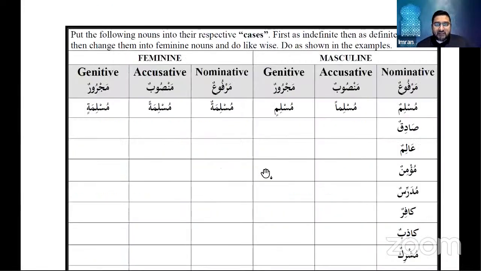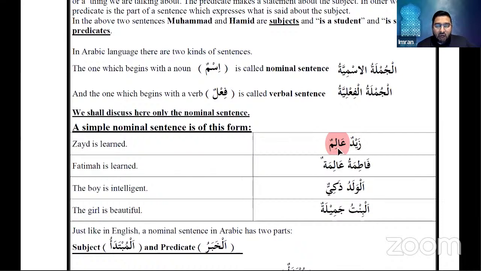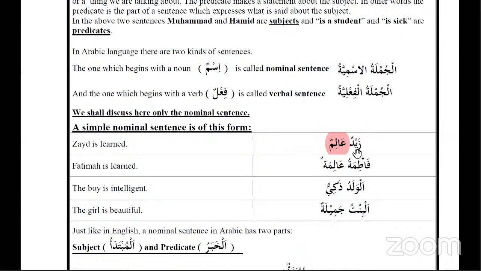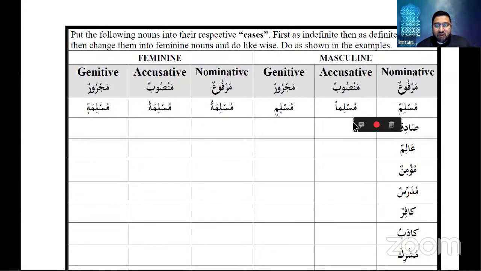Excellent. So in these examples here now, Zaydun alimun. So Zaydun is called the subject, mubtada. Alimun is called the khabar or the predicate, the thing which is giving news about.